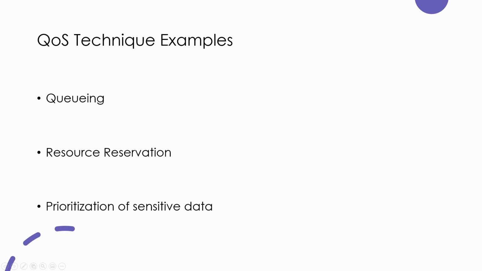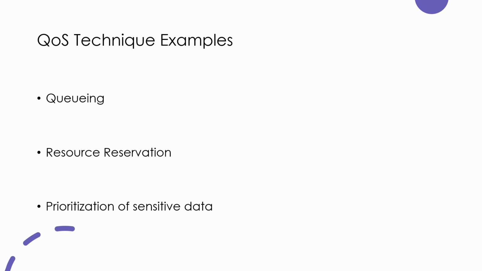So, what are some examples of QoS? There's queuing. Queuing is the process of creating policies that give preferential treatment to certain types of packets or data streams over other ones. With queuing, we would want to prioritize video and audio packets over strictly data packets because of the bandwidth that video and audio packets need.